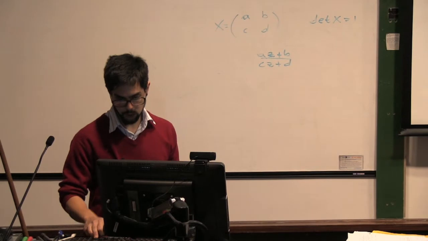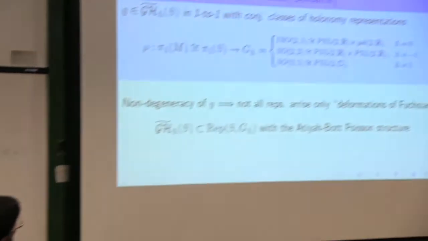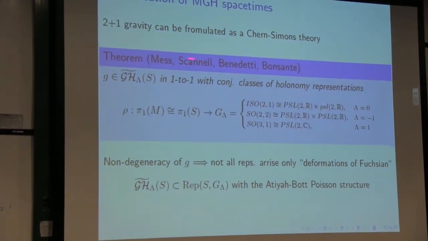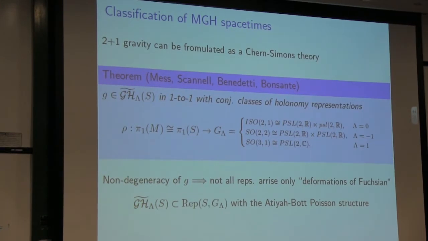Okay. The classification results for these moduli spaces were also developed by these authors, and they are pretty much a generalization of the uniformization theorem. They basically say that a globally hyperbolic, maximal globally hyperbolic spacetime metric is in one-to-one correspondence with certain holonomy representations of the fundamental group of the spacetime, which is the same as the fundamental group of the surface, into an appropriate isometry group, the isometry group of the model spacetime.